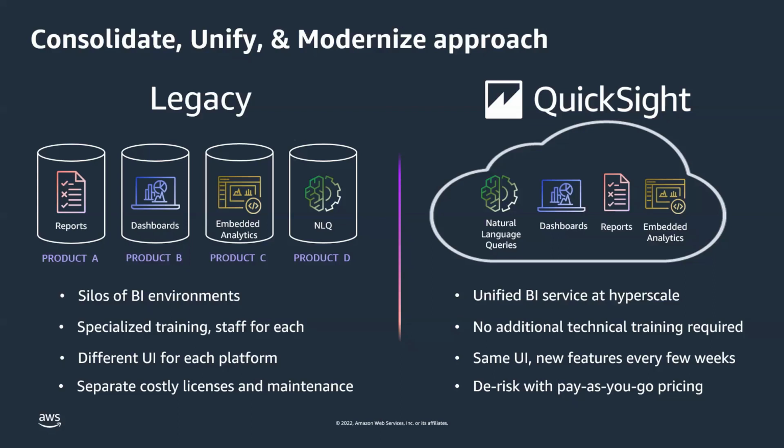What we have seen is organizations having one system for paginated reporting. They might have one system for self-service business intelligence, and have homegrown embedded analytics solutions that they have built in the past. And they are also using additional tools for forecasting or for finding anomalies within the data.